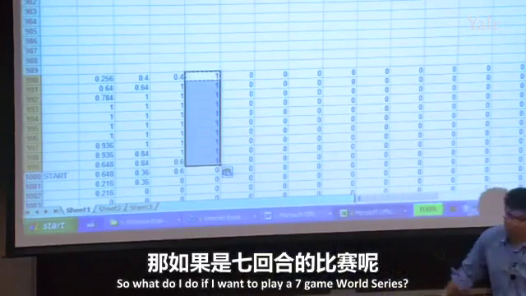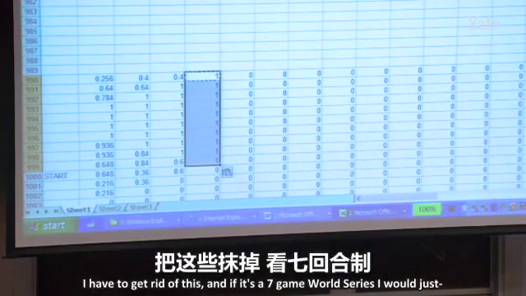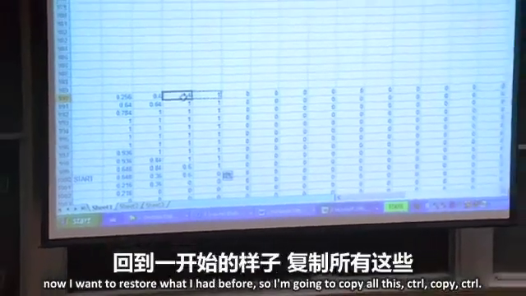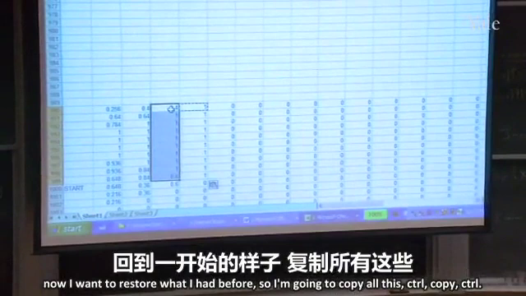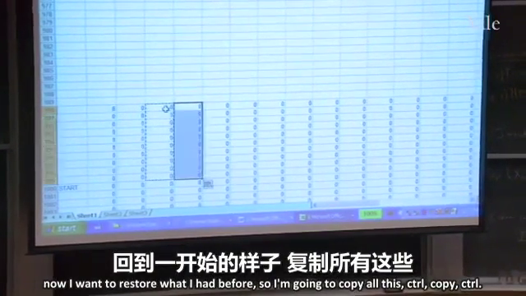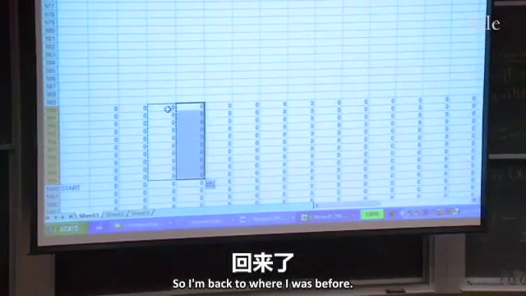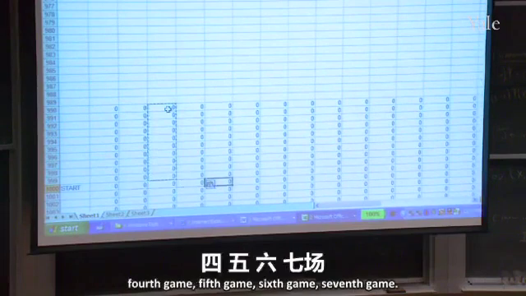So what do I do if I want to play a 7-game World Series? I have to get rid of this. And if it's a 7-game World Series, I want to restore what I had before, so I'm going to copy all this, control copy, control V. Okay, so I'm back to where I was before. So you see what I'm doing here? This is, game hasn't started. This is the first game, second game, third game, fourth game, fifth game, sixth game, seventh game.